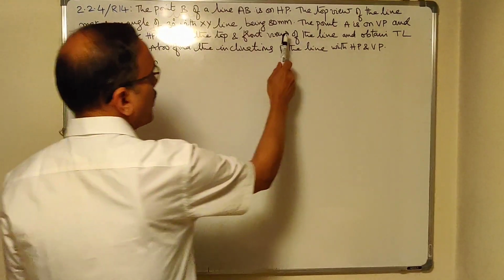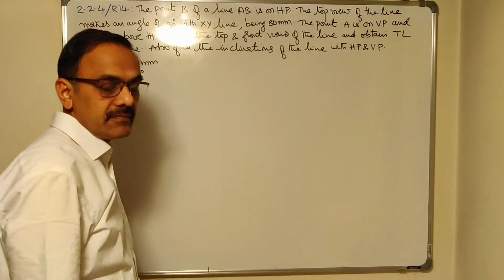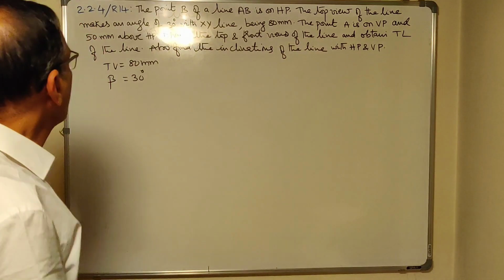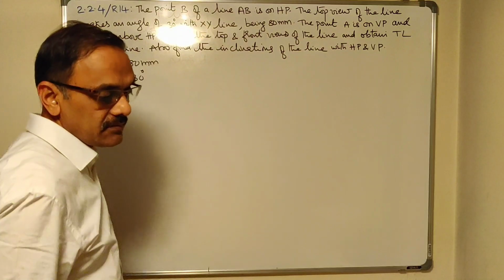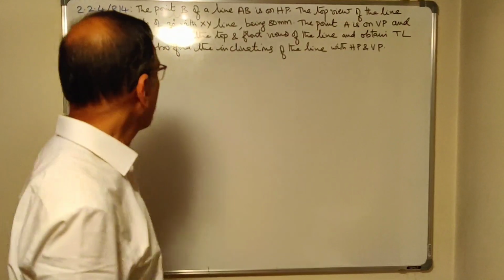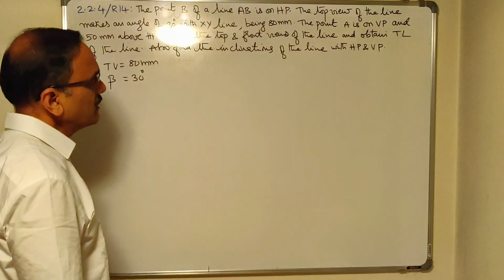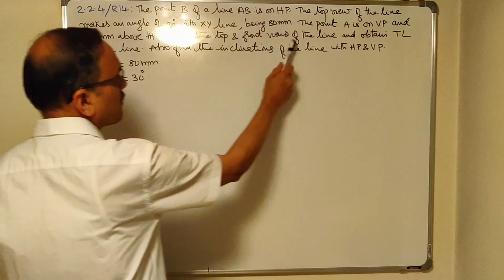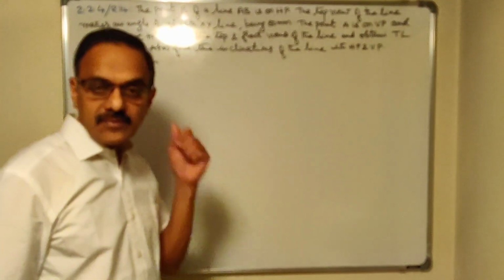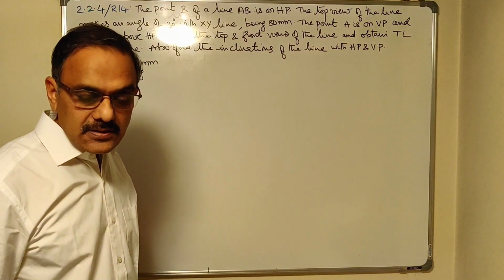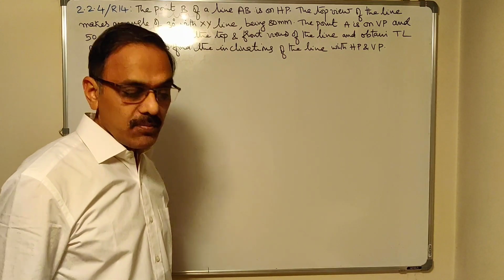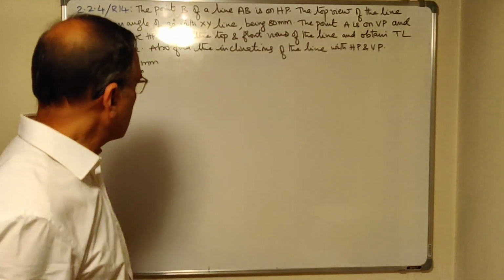Then point A is on VP. That means A I have to keep on XY and it is 50 mm above HP. So the position of the point A is given. It's on VP and 50 mm above HP. With that information, you are asked to draw the top and front views and obtain the true length and also true inclinations. This is the problem. It's slightly difficult, I would say, compared to the last 3 problems. Let us solve it.